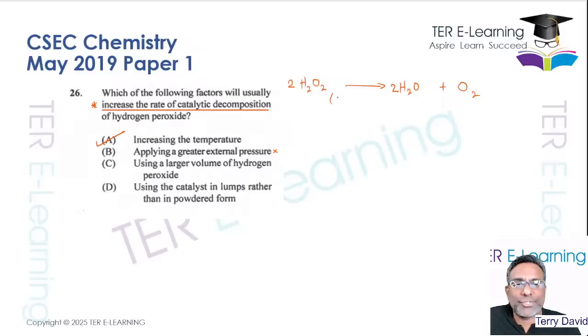Hydrogen peroxide is actually aqueous, right? It's a solution. Using a larger volume of hydrogen peroxide, well, even if you use more peroxide, that's not going to increase the rate of reaction. If you increase the concentration, it will. So this is out. Use the catalyst in lumps rather than powder? Well, powdered has a larger surface area, so powdered will increase the rate of reaction, not lumps. So the answer is A. So that's 26.